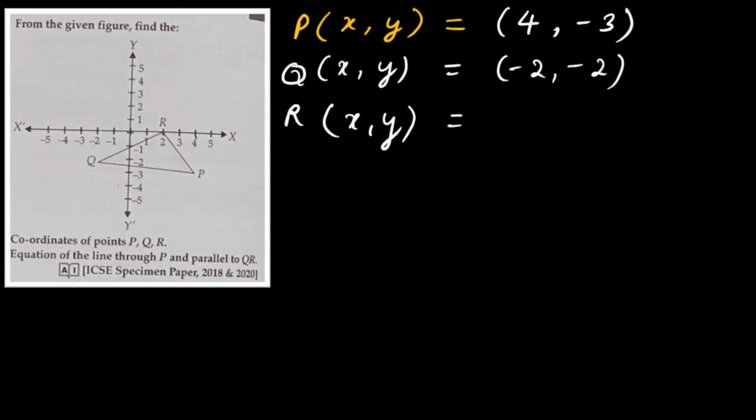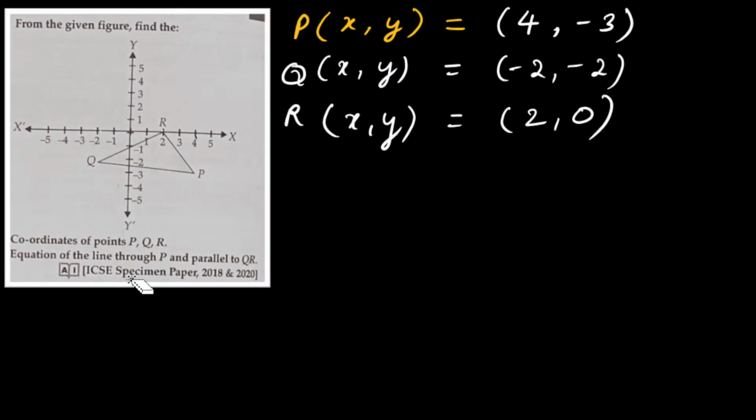Yes, so Likita has given the answer 2 comma 0, because even Sanika and Navya have given the answer 2 comma 0. Point R lies on the x-axis, not the y-axis. It lies on the x-axis, and an x-axis point always looks like x comma 0. So the x value is 2, so 2 comma 0. We found the coordinates of all 3 points P, Q and R.